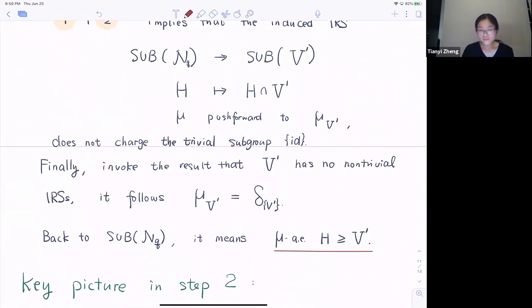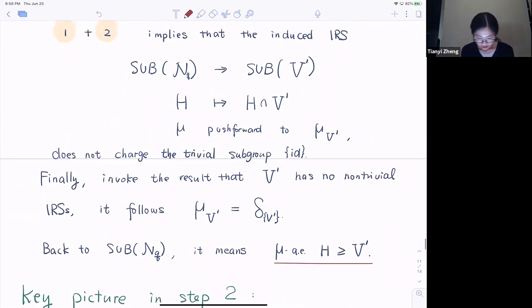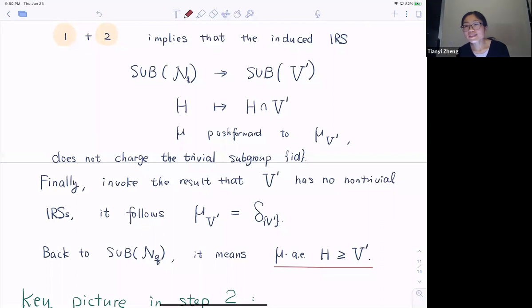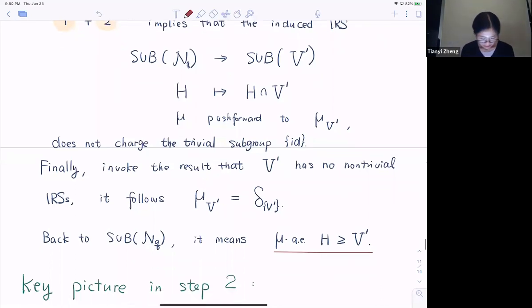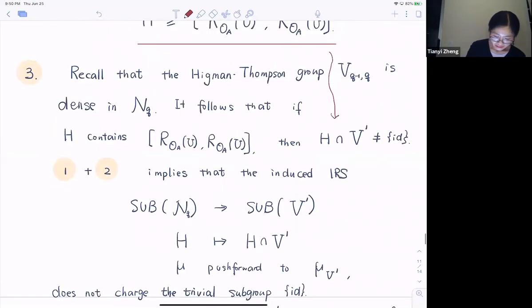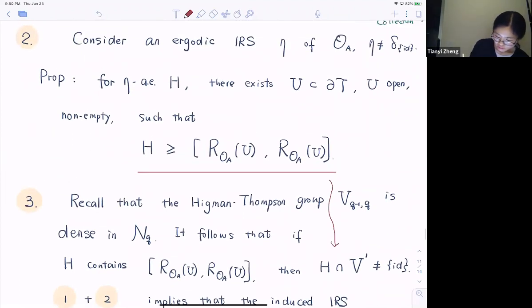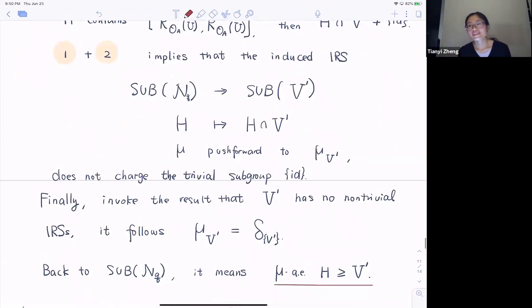So it's somewhat by this roundabout, another instance that good properties of V can be pushed to properties of N. So this is the outline of the proof. So maybe I'll spend a few more minutes explaining what goes into this commutator lemma. Any questions?